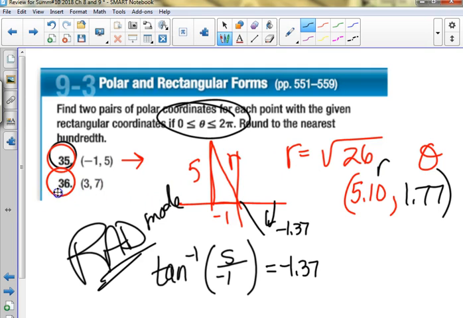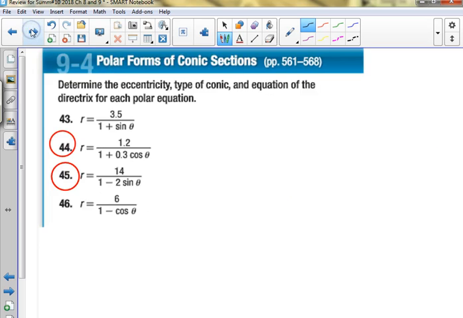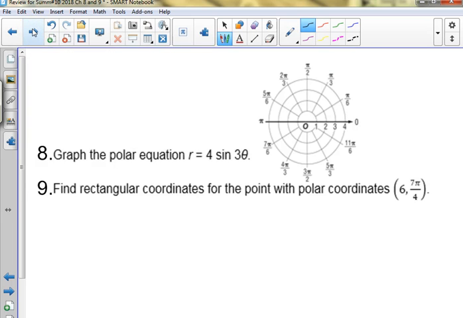If you were doing number 36 here, you wouldn't have to add anything, right? Since it's in quadrant 1, it gives you the right answer. Yes, you can leave it in the square root unless it says otherwise. All right, I'll go back, and do we have some going the other direction?